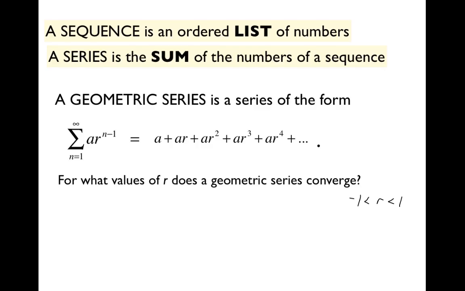So the series will converge only when r is between -1 and 1, and what does it converge to in that case? No, the series. The series. Yeah, the sequence will go to 0, which we need in order for that sum to sum up to something. What does it sum up to, remember? We did the derivation last time. It sums up to a over 1 minus r.